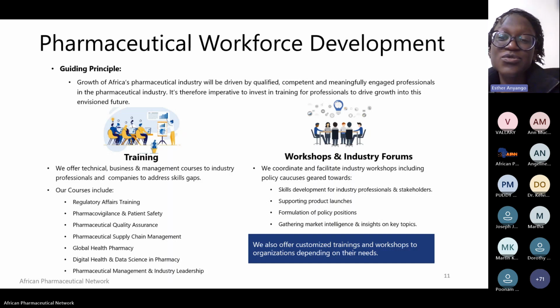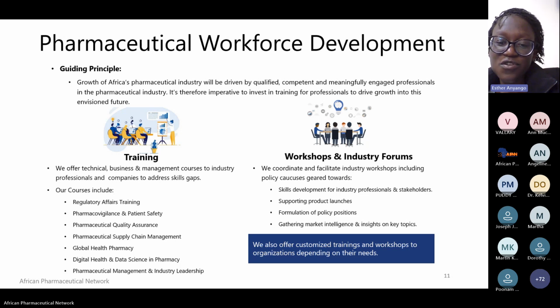And we are trying to do this by offering trainings and also workshops and industry forums. The trainings, we have various courses, including courses around regulatory affairs, which we have been offering for a very long time. We also have courses in pharmacovigilance and patient safety, pharmaceutical quality assurance, supply chain management, global health pharmacy, digital health and data science, pharmaceutical management, and industry leadership. Now, I also just mention this so that if you're listening and you're interested in any course, then please feel free to get in touch with APN, and we'll be able to register you and build your capacity.